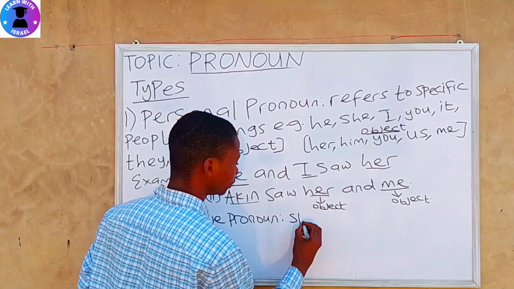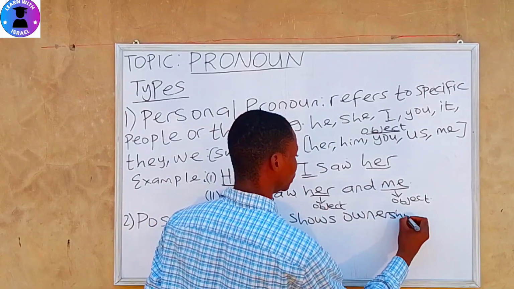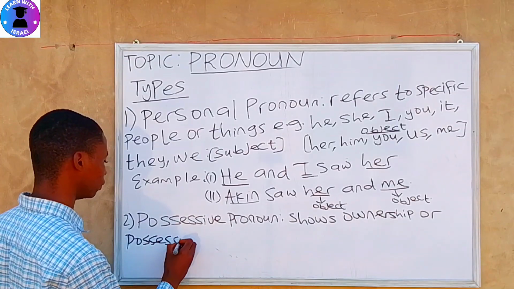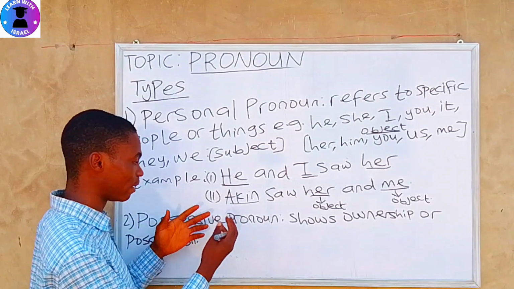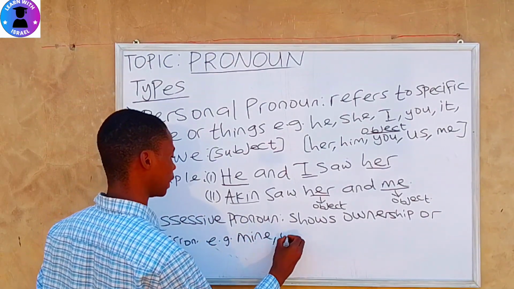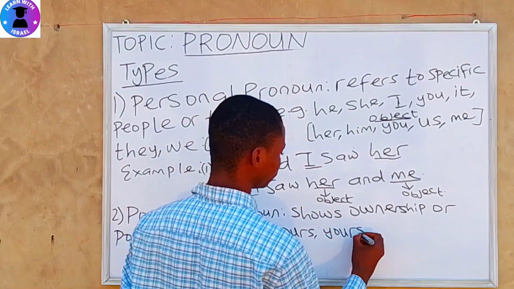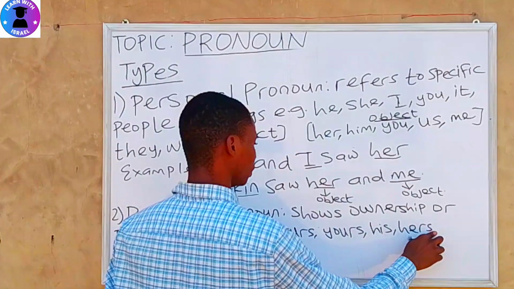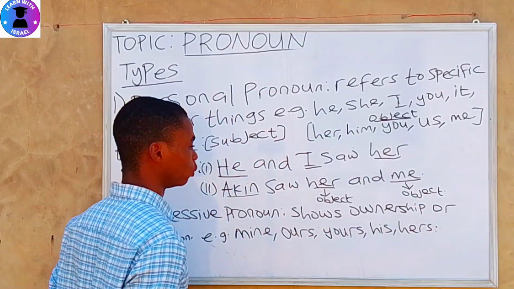Possessive pronoun shows ownership or possession. It shows ownership of a particular thing or possession. For example, let me give examples of possessive pronoun. We have mine, ours, yours, his, hers, theirs. So these are the examples of possessive pronoun.